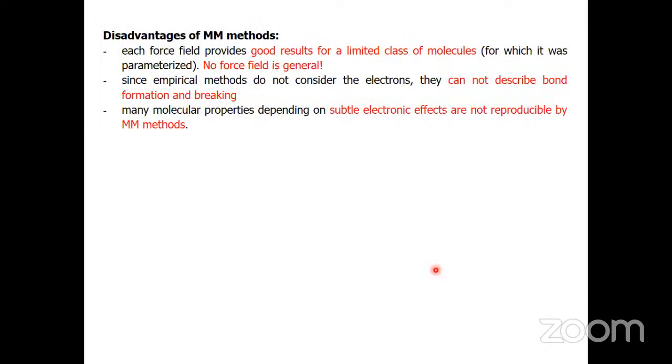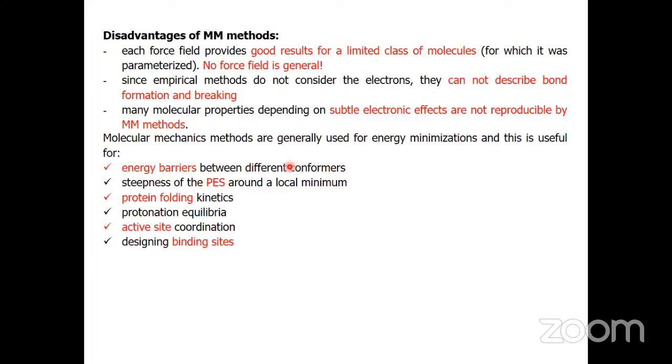So there are certain disadvantages associated with the molecular mechanical method. Each force field, although it provided good results, is limited to a very small class of molecules for which it had been parameterized. So no force field is in general generalized. Since empirical methods do not consider electrons, they cannot describe the formation or cleavage of bonds. And many molecular properties which depend on very small changes in electronic effects are not always reproducible with the help of molecular mechanical methods.